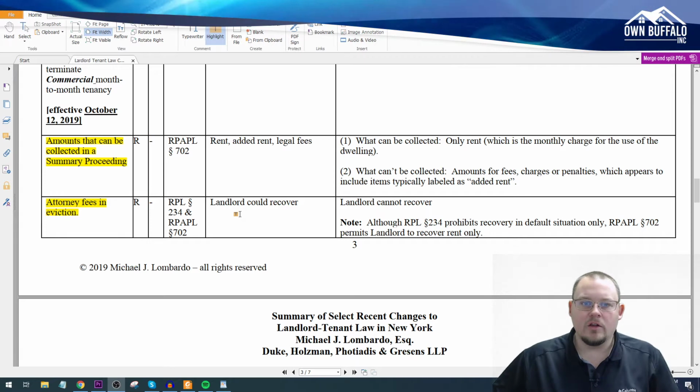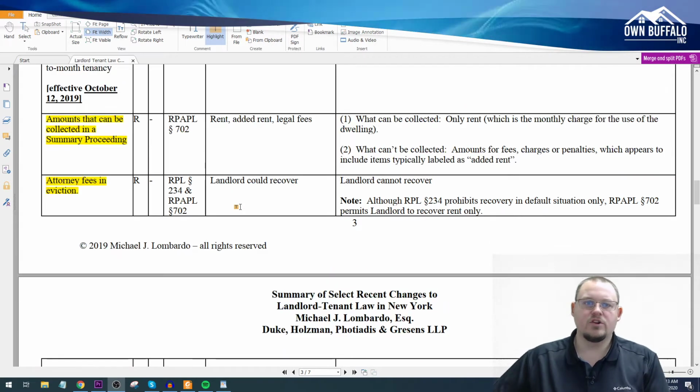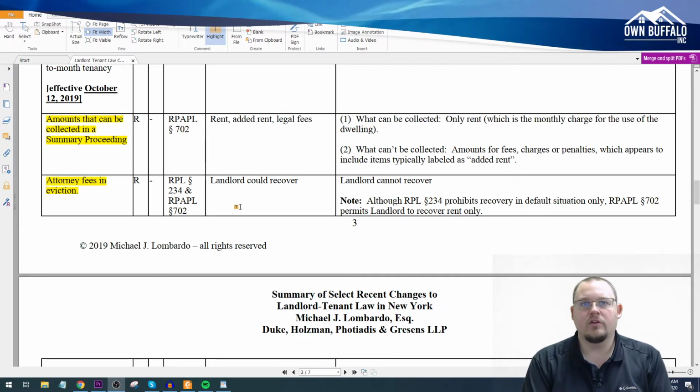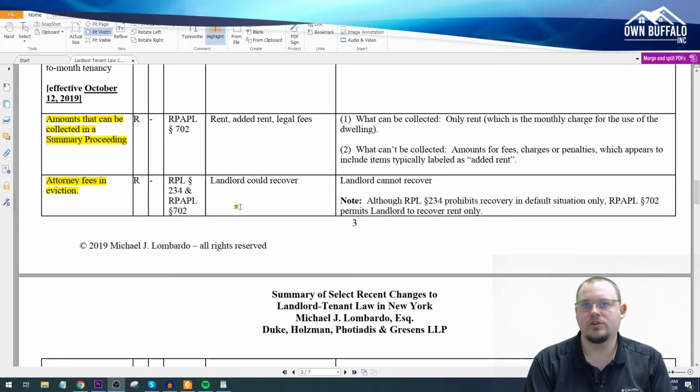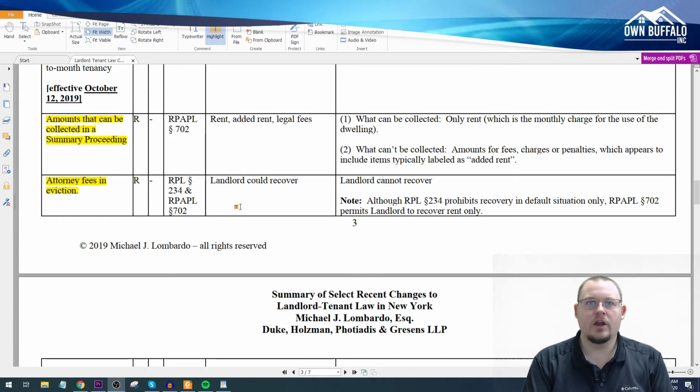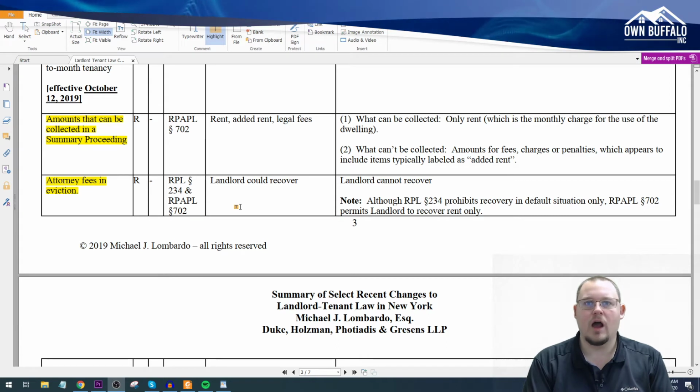So now we're going to talk a little bit more about the actual eviction process and what's changed there. There's been some pretty substantial changes to the eviction process in the state of New York as a result of this new legislation, which has led to a lot longer timelines. And it can really put a real damper on a landlord if they have a tenant that's living in a property while they're still paying a mortgage and not receiving rent. It can really affect a small-time landlord very quickly.